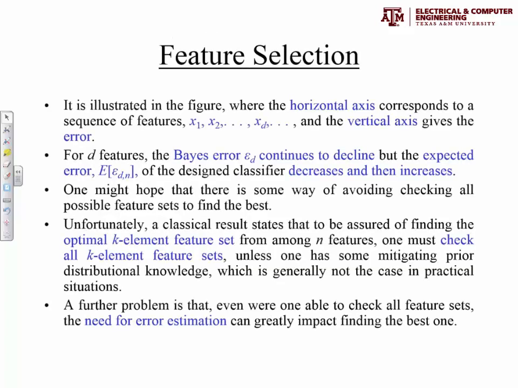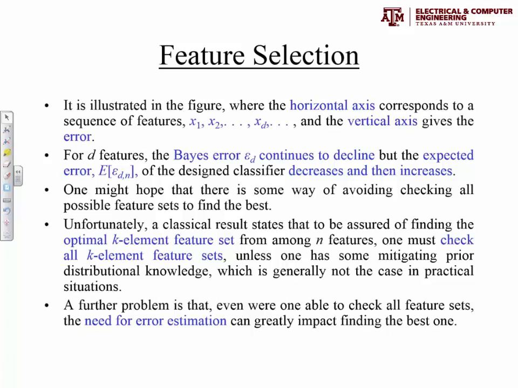So the peaking phenomenon is illustrated in the figure where the horizontal axis corresponds to a sequence of features, x1, x2 up to xd, and the vertical axis gives the error. So for d features, the Bayes error epsilon d continues to decline, but the expected error, which is the error of the designed classifier, decreases and then it increases.